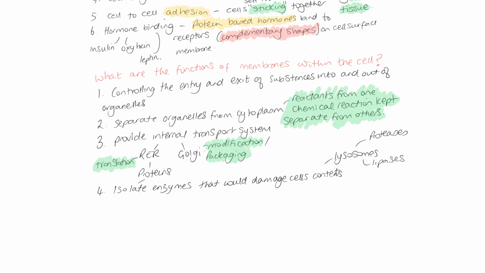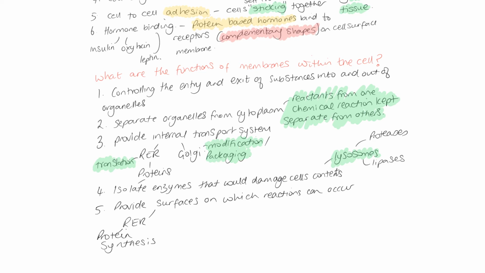Number 5, they can provide surfaces on which reactions can occur. For instance, the rough endoplasmic reticulum provides a surface on which protein synthesis can occur. The inner mitochondrial membrane provides a surface on which the electron transport chain can occur, which is the final stage of respiration, something you don't need to worry about until year 13. The inner membranes, the thylakoid membranes of the chloroplast, provide a surface on which the light-dependent reaction of photosynthesis can occur. And again, you don't need to worry about that in too much detail until year 13.